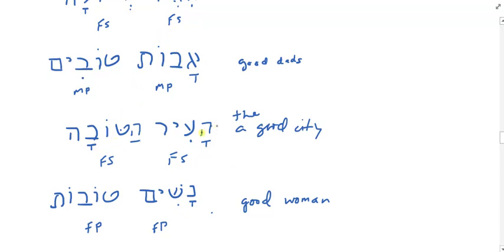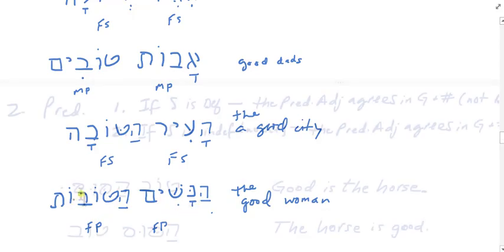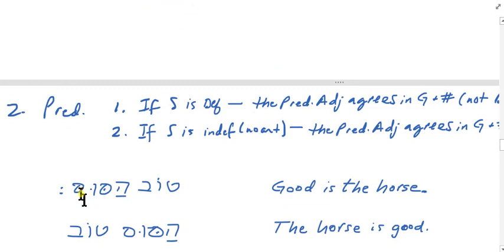And down here, if I wanted to say the good women, how would I do that? I would do the ha thing again. Ha-nashim, put the article there, and ha-tovot. Ha. Feminine plural, feminine plural. Okay, so ha-nashim, ha-tovot. Now let's take a look at the predicate use of the adjective.